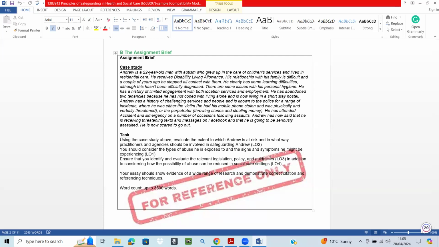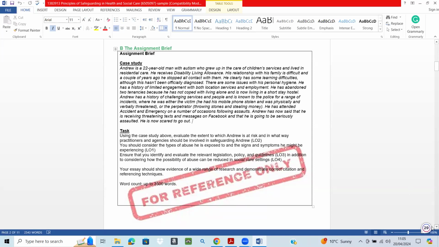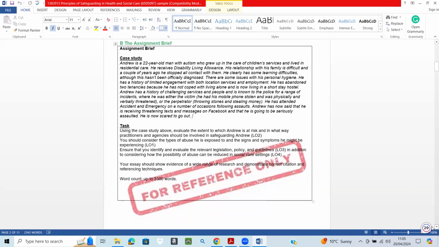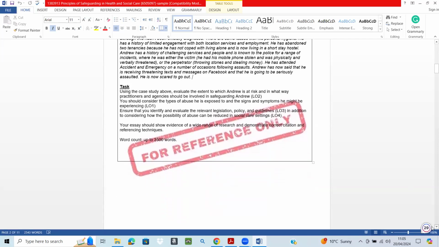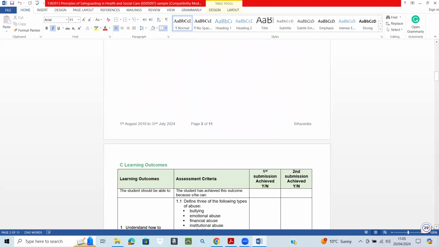For example, if we are discussing about Human Rights Act, just for example, so we will mention Human Rights Act 1998. For example, we are talking about the CARE Act, so we'll mention the CARE Act 2014. So the word count is up to 3,500 words. Again, they have mentioned this.